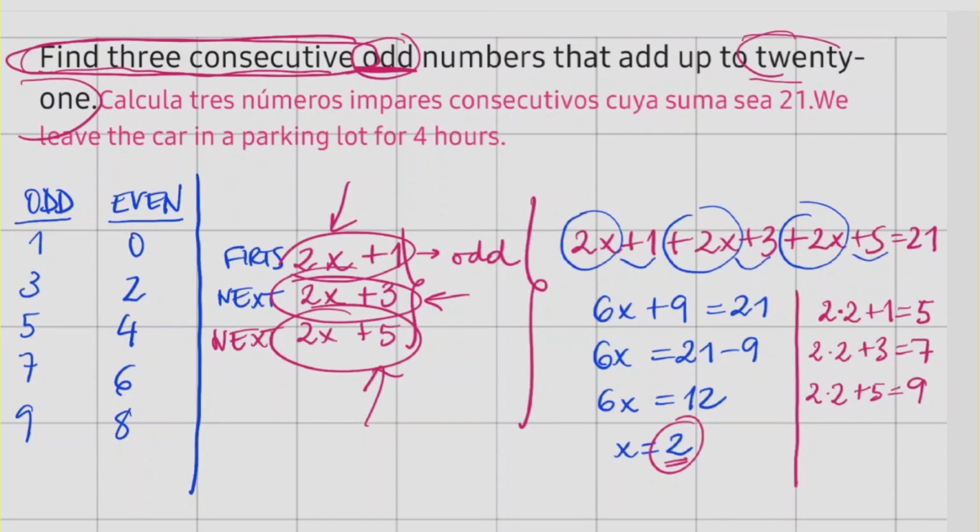These are 3 consecutive odd numbers that, if you sum them all together, you get 21. You can try that and check. 5 plus 7, it's 12, plus 9, 21. So that's the correct answer.